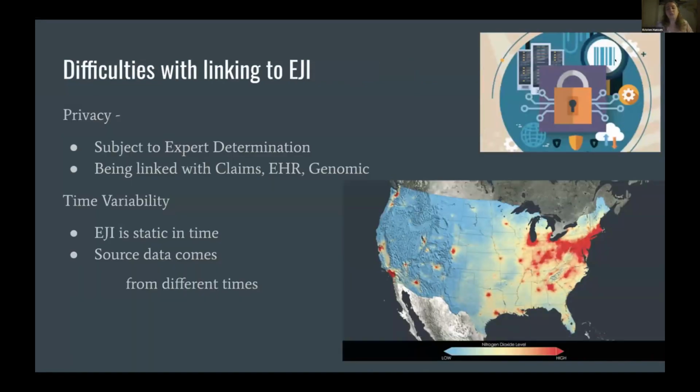So in addition to difficulties with EJI in privacy, there's also the time variability concern. The Environmental Justice Index was released in 2022, and it is static. As of right now, there is only one version of this that was released, the 2022 version, but the source data comes from different times. For instance, the PM 2.5 and the ozone data comes from 2014 to 2016, but the ACS data is coming from 2015 to 2019. And so we have different time scales for the data.